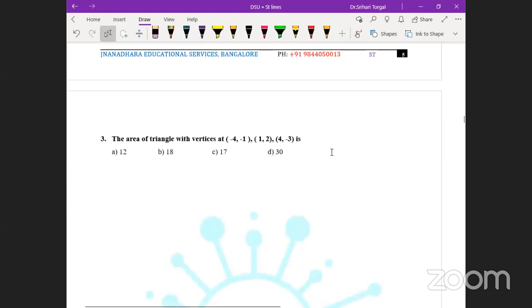Find out the area of the triangle with vertices minus 4 comma minus 1, 1 comma 2, 4 comma minus 3.